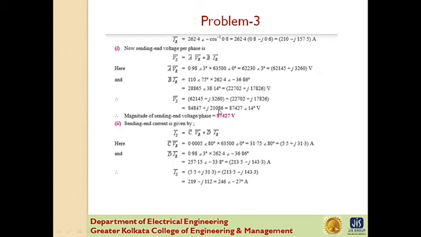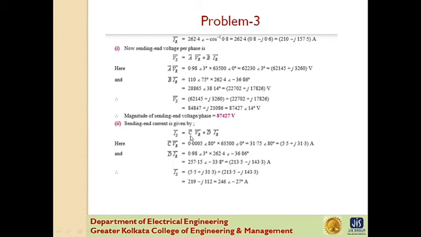84,947 + j21,086, which is equal to 87,427 angle 14 degree volt. So this is the magnitude of the sending end voltage, 87,427 volt. Next, the sending end current is given by IS equals C into VR plus D into IR.